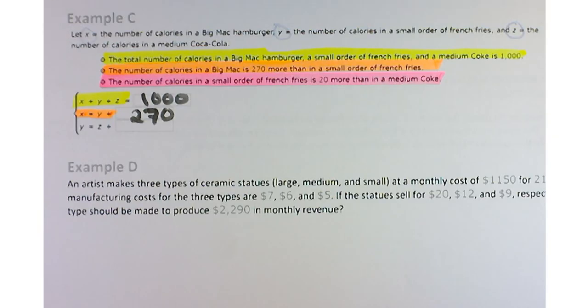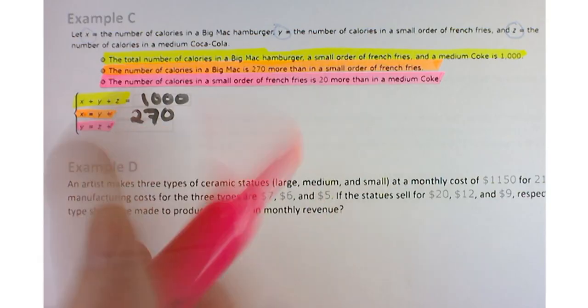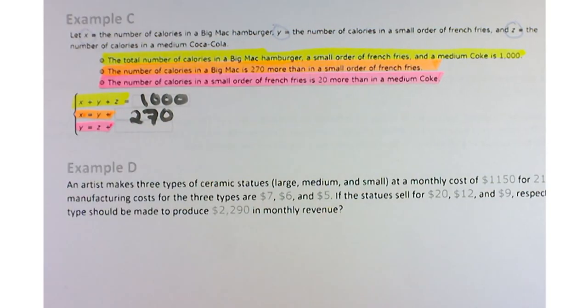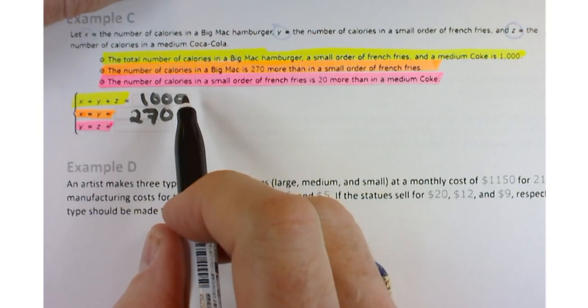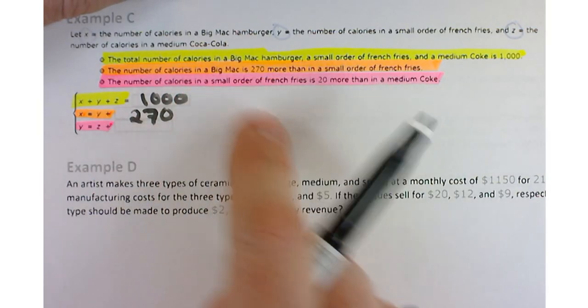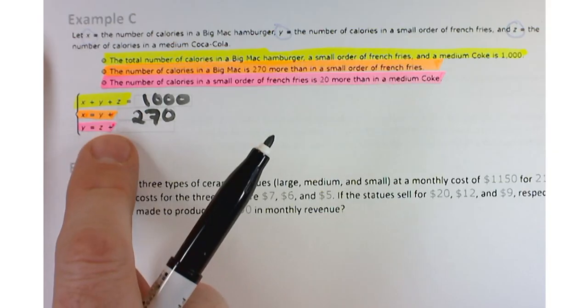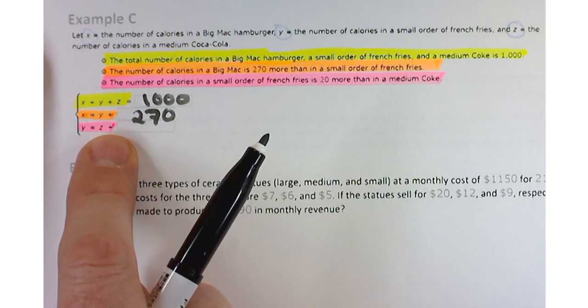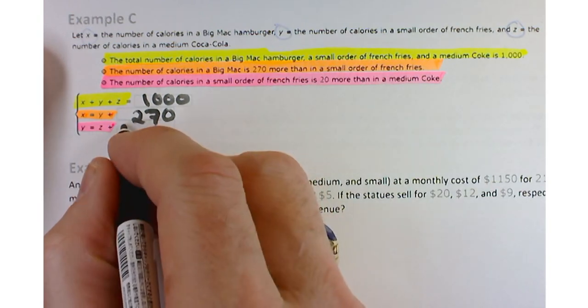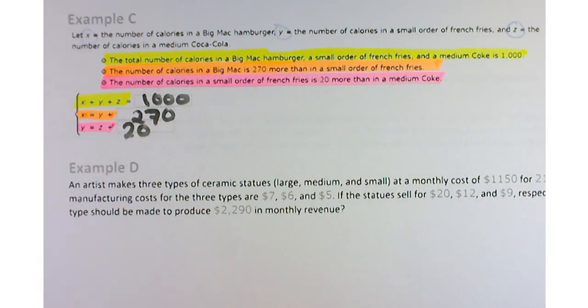And last but not least, the number of calories in a small order of French fries is 20 more than in a medium Coke. What you're going to have to be careful of is the order that you put these things in. Once again, when the problem says the number of calories is, that is telling you that you've got an equals sign. So this is 20 more than the number of calories in a medium Coke. So that's 20 more than Z. And there's your three equations and three unknowns.